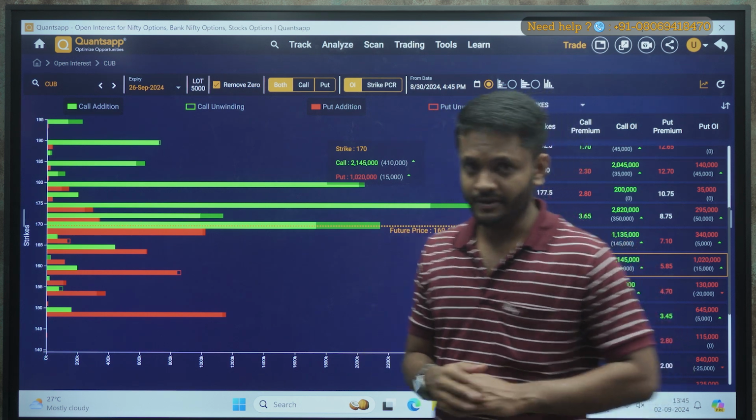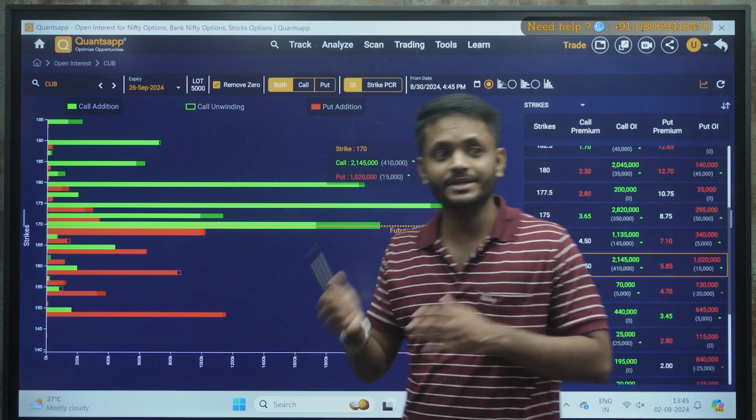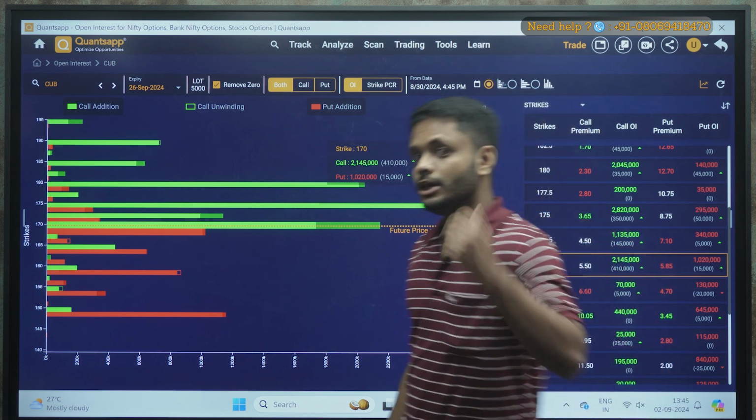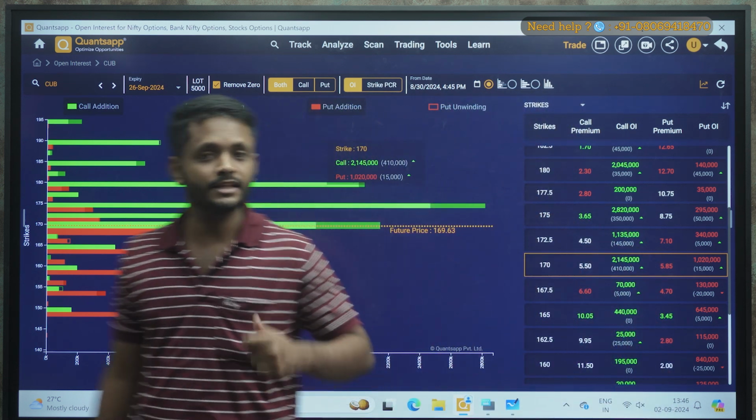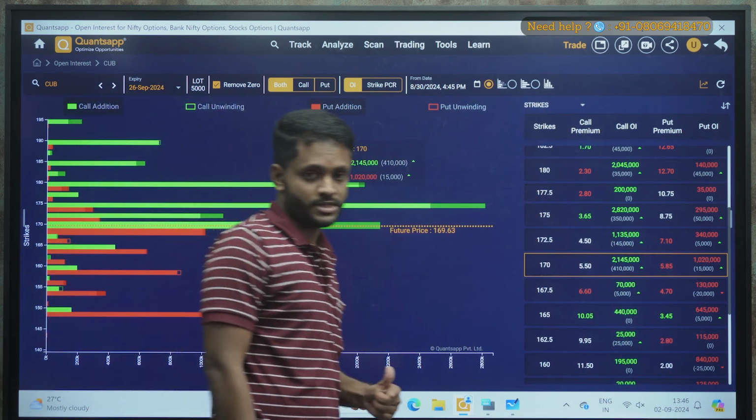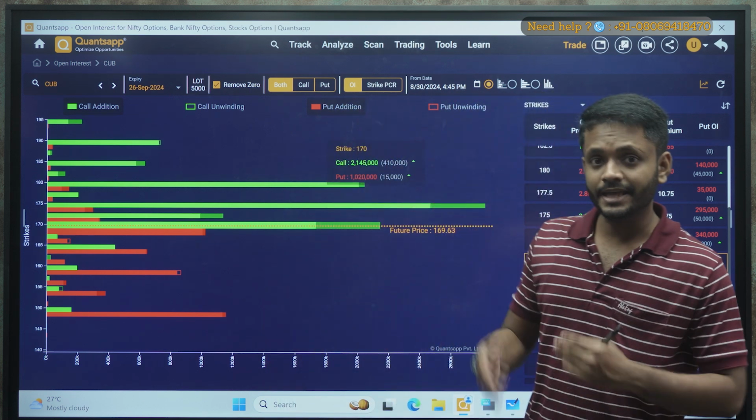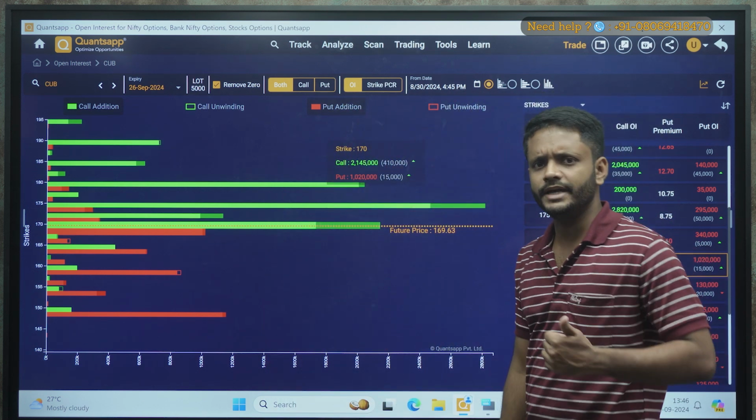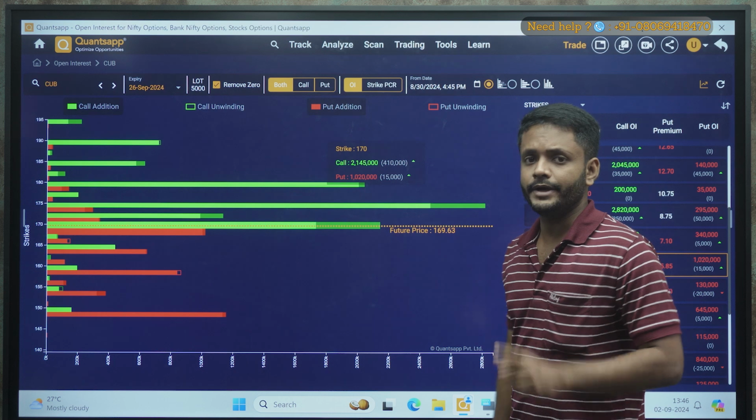crossing 170 levels, even when the price touched 175, still at 170 levels the call writers were very confident and they were not ready to unwind their positions. Instead, they were adding to their positions. So this was a very strong indication that the breakout was not going to sustain.